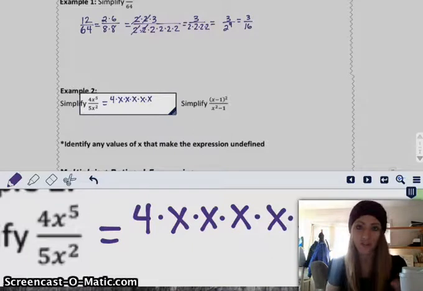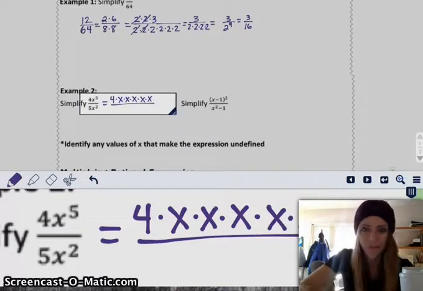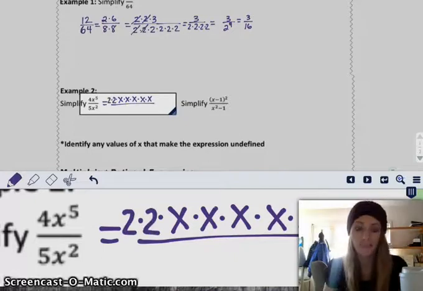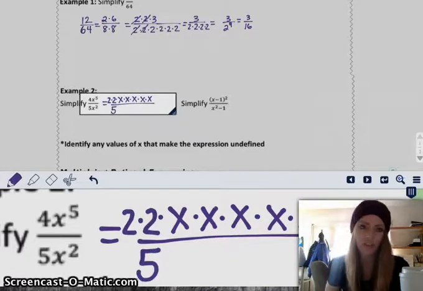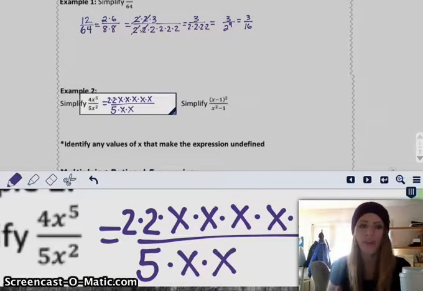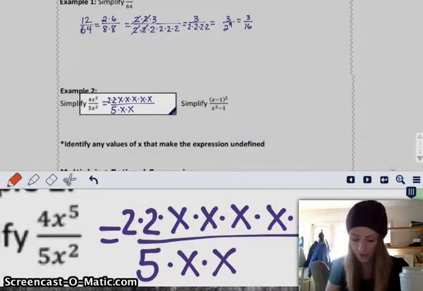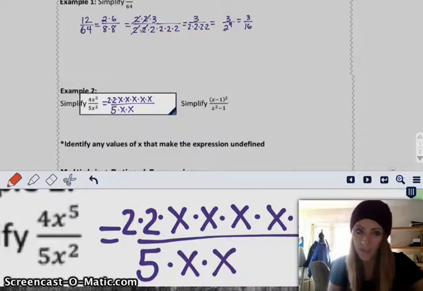And 4 is actually 2 times 2. Then in the denominator, I have 5, which is already prime, so I can't break it down anymore, times x squared. So that's an x times an x. And so you just cancel anything that you can. There are no 2's in the numerator and denominator, so we can't cancel those out.